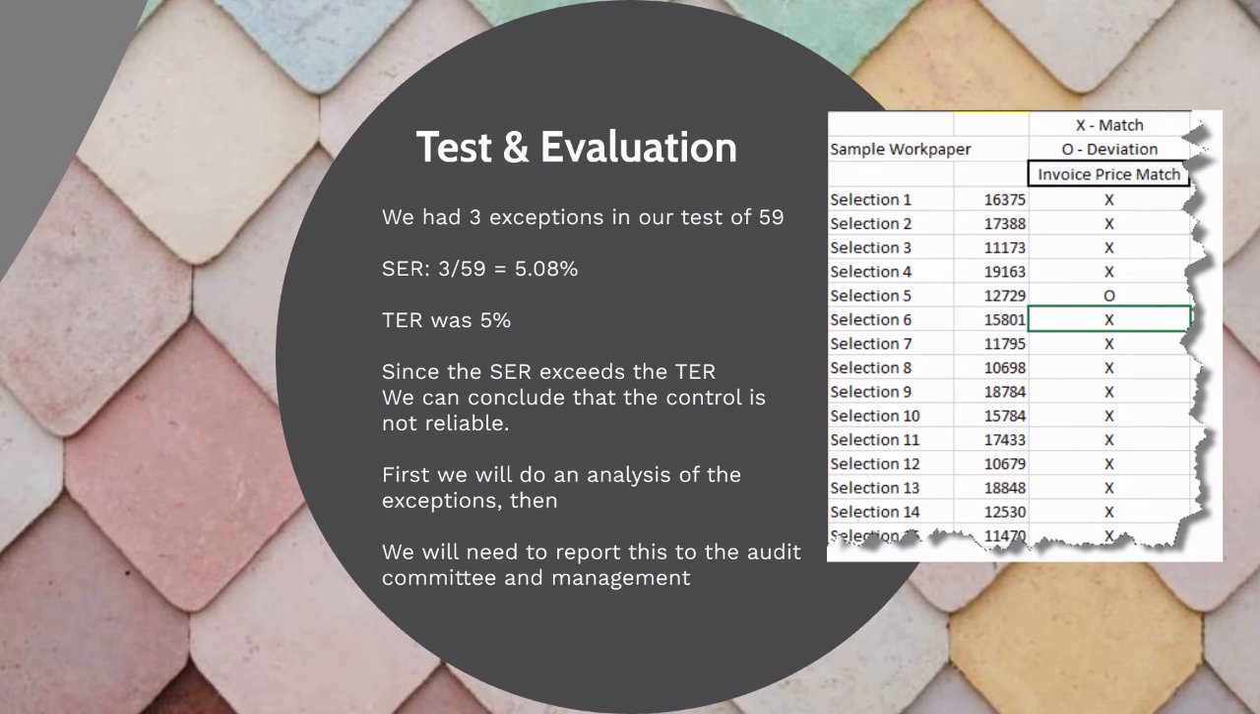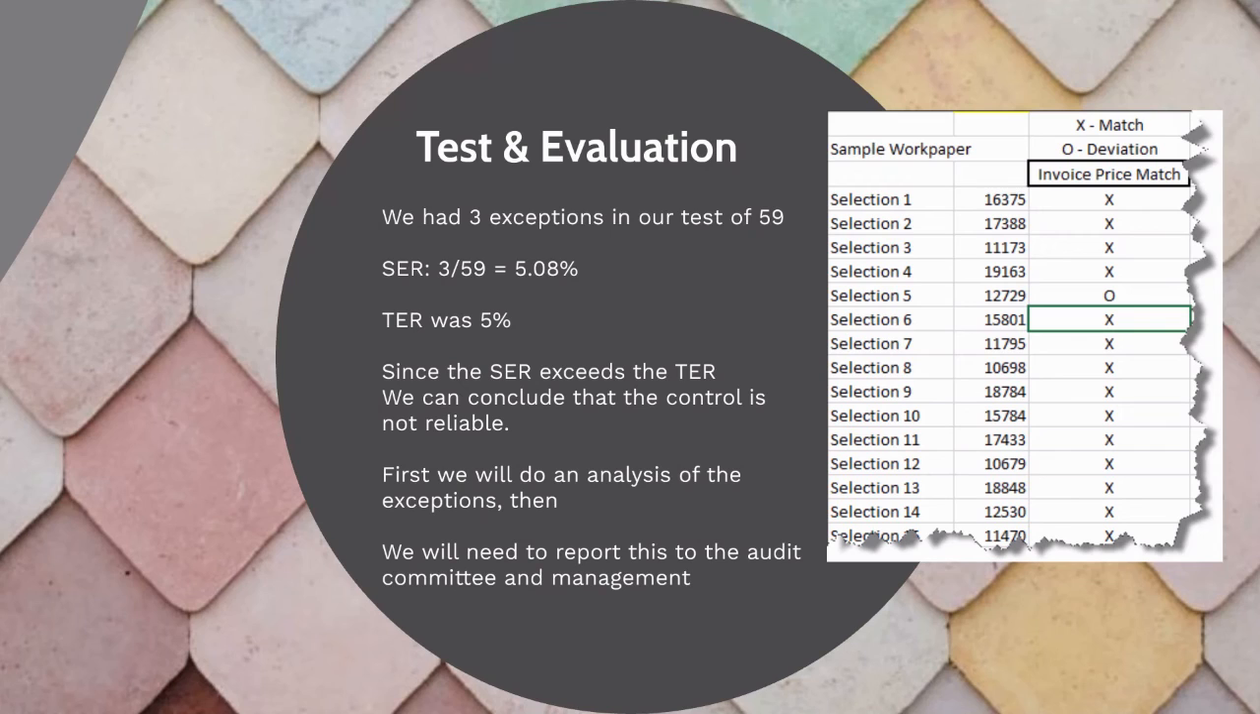And finally, how do you test and evaluate those selections that you've made? So you go through, and in this case we had 3 exceptions to our test. You'll see that X meant match and O meant a deviation. Now the deviation could normally be listed as the invoice price ties out, or the quantity ties out, or the unit ties out. It might be all of those attributes. But in this case, we're just saying the invoice price doesn't match.